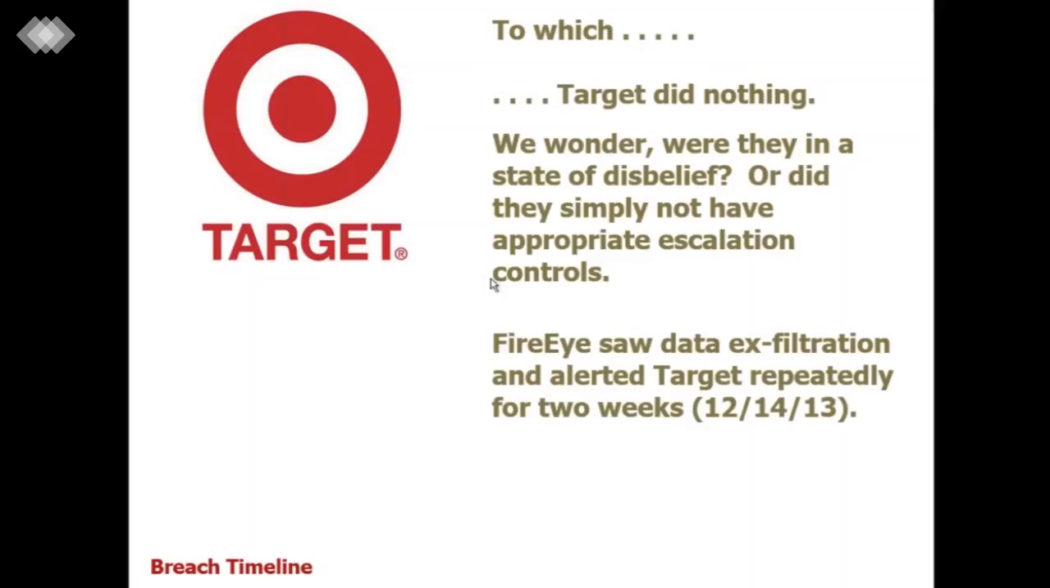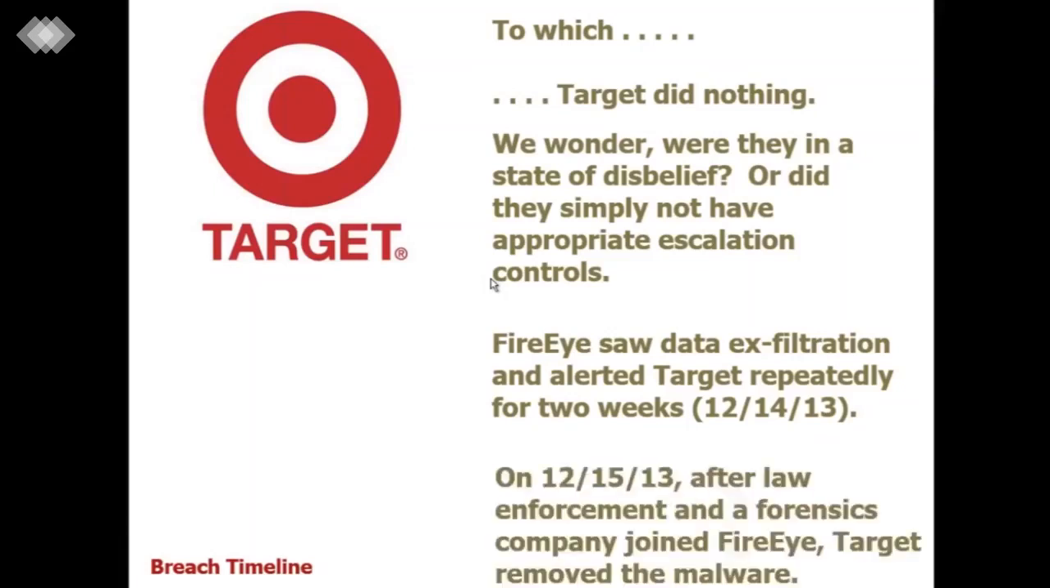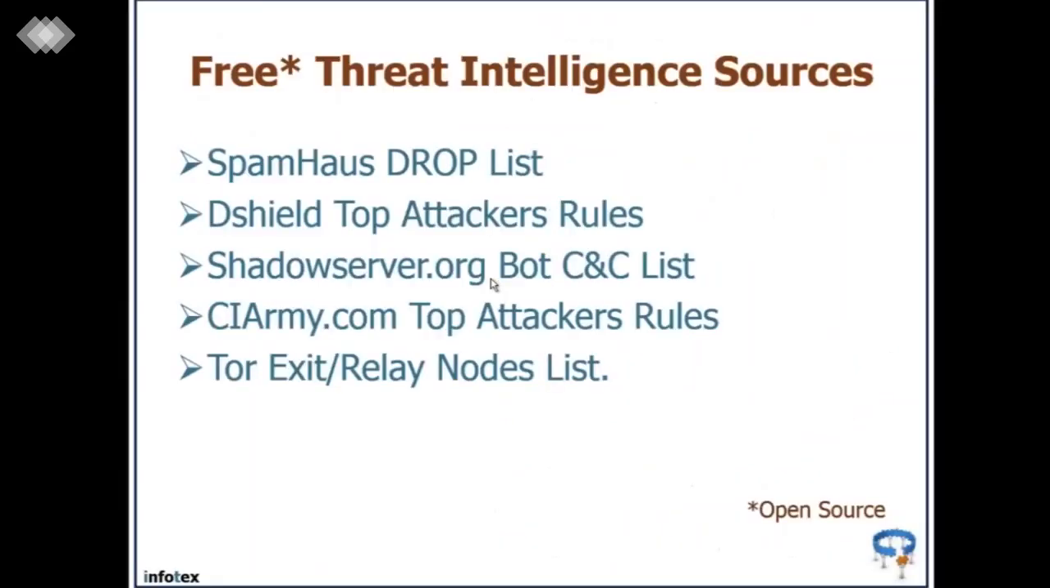But it wasn't until 2 weeks later when FireEye started saying, hey, now we're seeing exfiltration, they're sending credit card numbers and identity information out of the network, and they actually enlisted some forensics companies to help convince Target that there really was this issue on their network. And so it wasn't until 12/15 that something was actually done about it, that the malware was removed from the network. We want early response. We don't want to wait 2 weeks on a known attack before we start doing something about it.